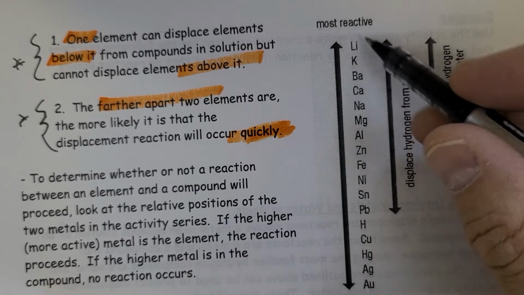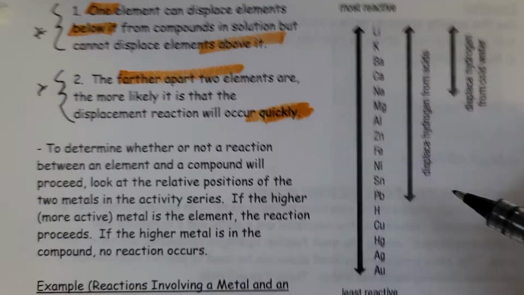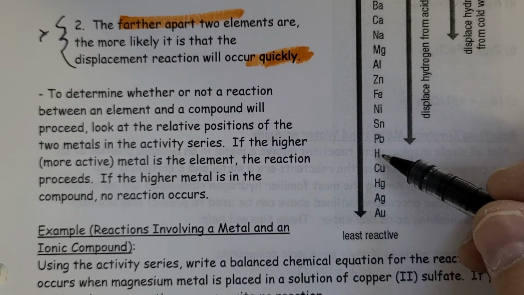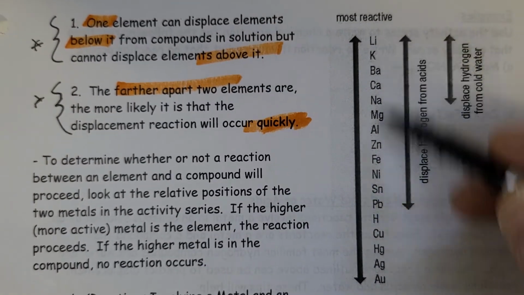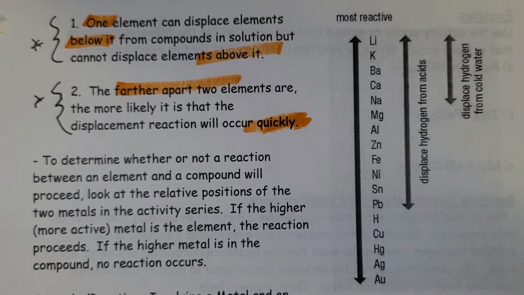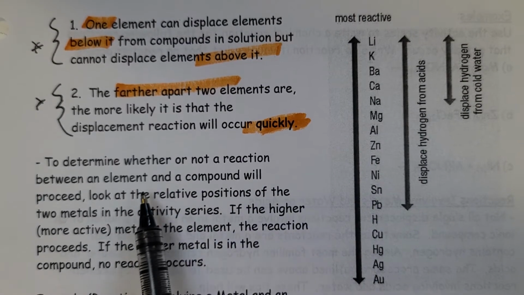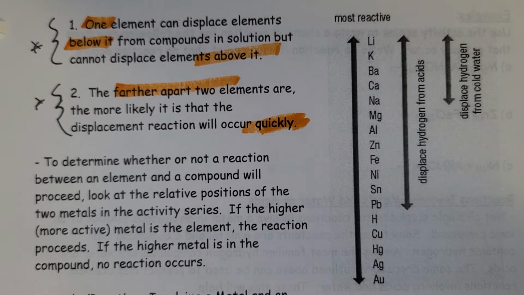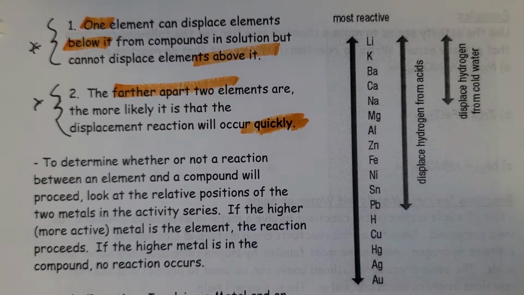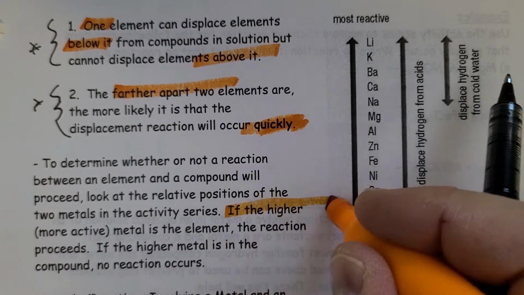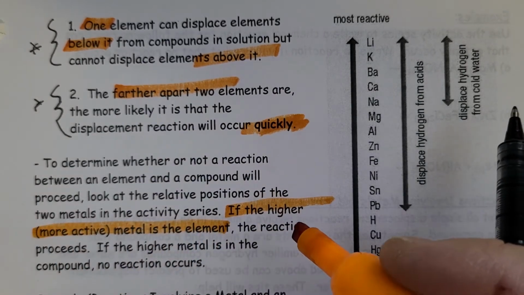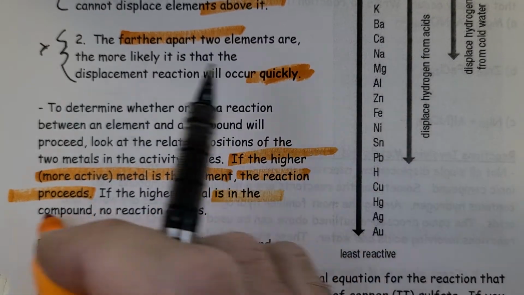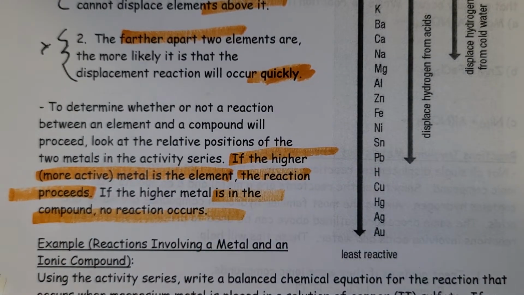So as we mentioned, the most reactive ones are lithium and potassium. Very weak ones are gold and silver, mercury, copper, and there's where hydrogen falls. And then the rest of them are somewhere around everywhere else. So to determine whether or not a reaction between an element and a compound will proceed, just look at the relative positions of the two metals in the activity series. And the key thing you're looking for: if the higher metal is the element, so that's the one by itself, then the reaction will happen. If the higher metal is the one that's in the compound, then nothing will happen.